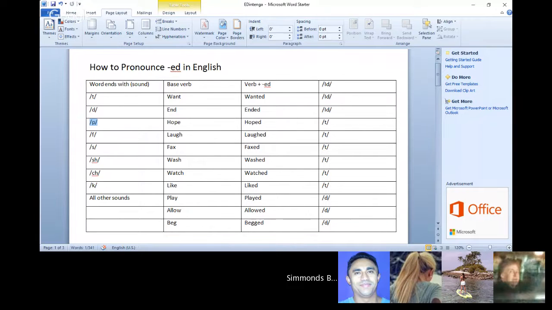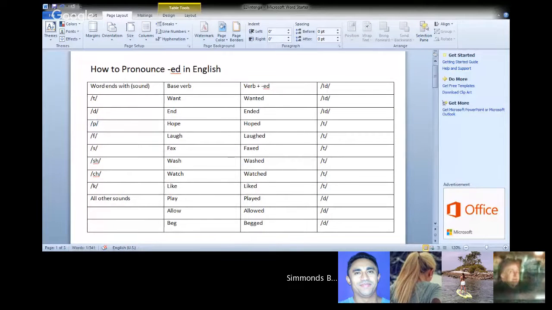Let's see here. So, Sebastian, would you like to try and pronounce these? I suppose I might want to do these again for everyone, because Garrett's also here. So I'll go ahead and read these again, okay? So want, wanted, end, ended, hope, hoped, laugh, laughed, fax, faxed, wash, washed, watch, watched, like, liked, play, played, allow, allowed, beg, begged.